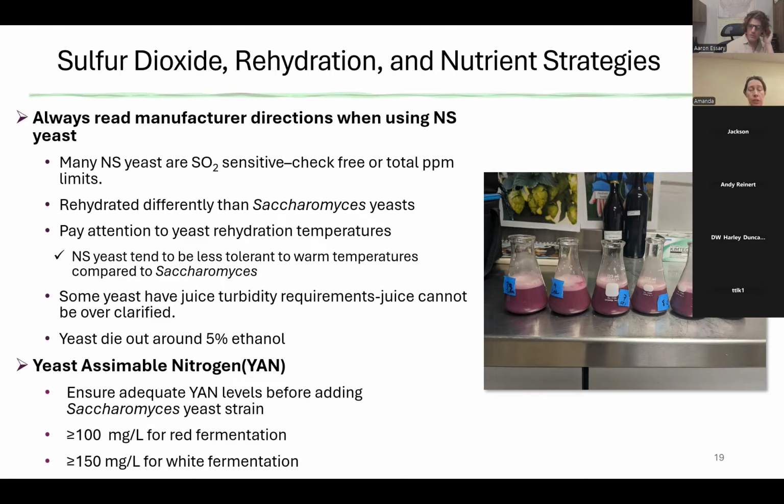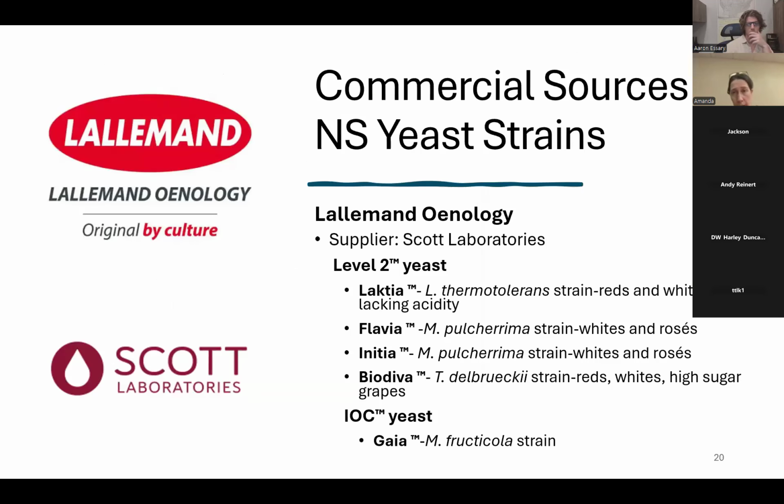You also want to make sure that your YAN is appropriate in your incoming grapes. I know in Arkansas, we don't really have issues with low YAN. I don't know what it's like for Oklahoma, but you want to ensure adequate YAN levels before adding the non-Sac yeast strains. So usually it's over 100 milligrams per liter for red fermentations and 150 milligrams per liter for white wine fermentations.